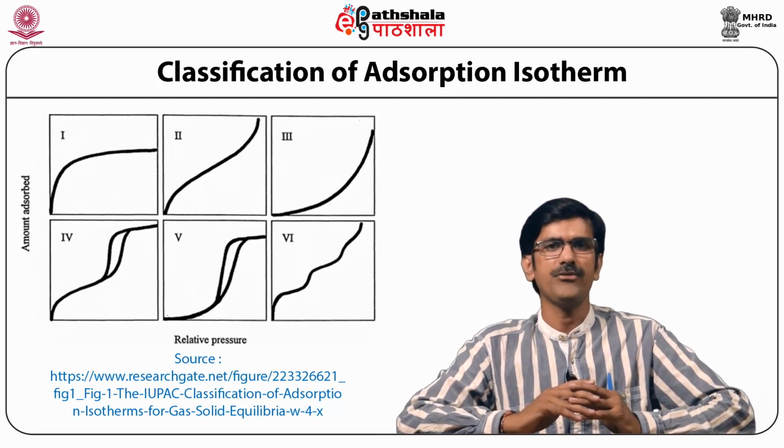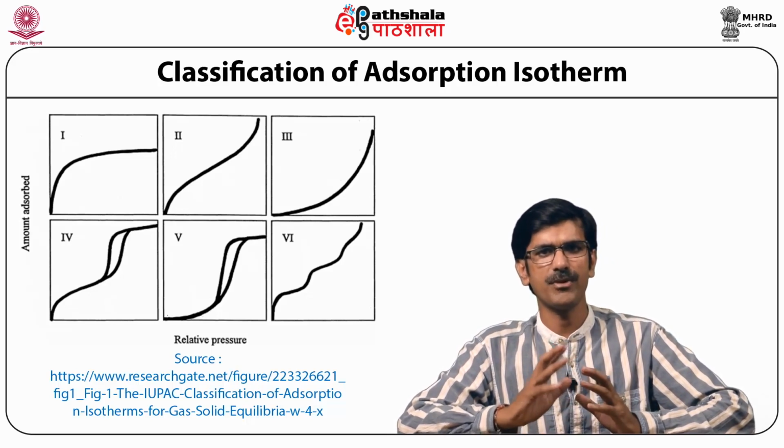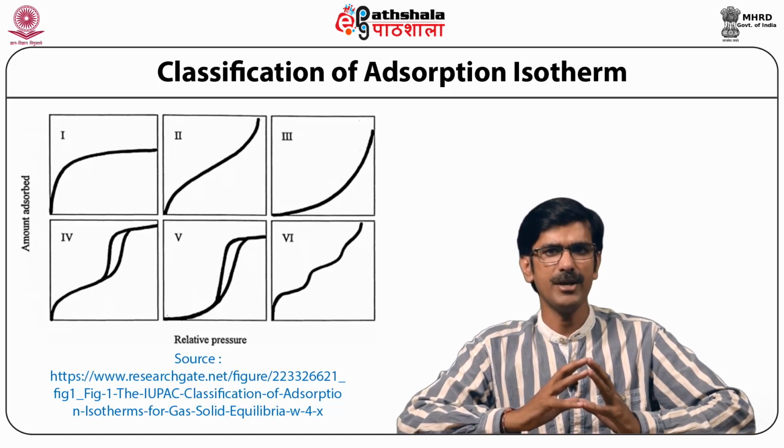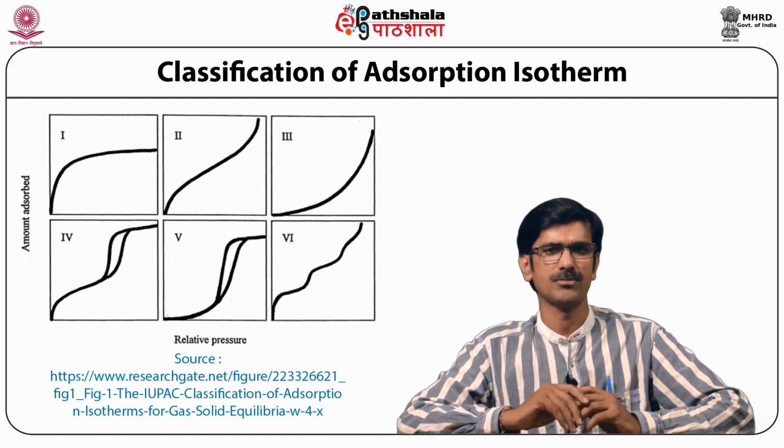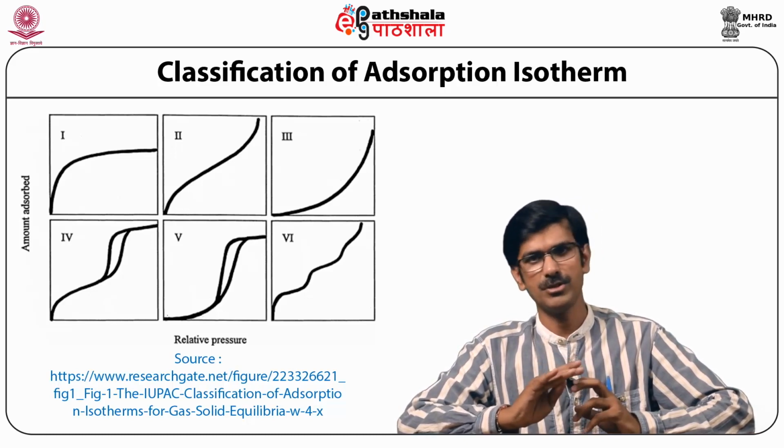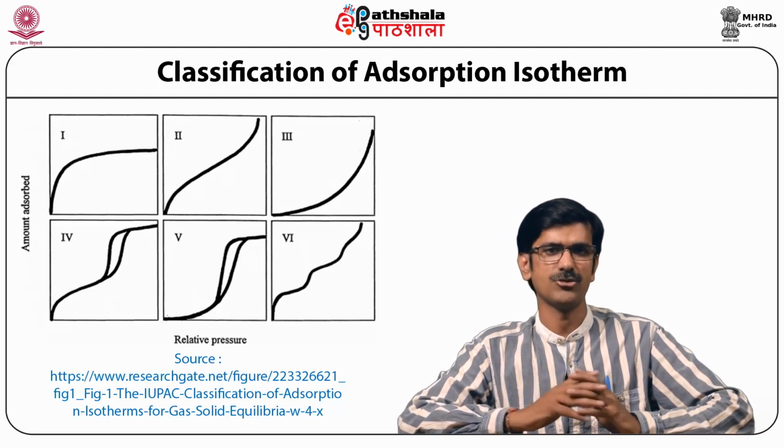In 1985, IUPAC gave the classification of adsorption isotherms on the basis of the literature study performed by Brunauer, Deming, Deming and Teller, BDDT. They described that there are 6 types of sorption isotherms: type 1, type 2, type 3, type 4, 5 and 6.